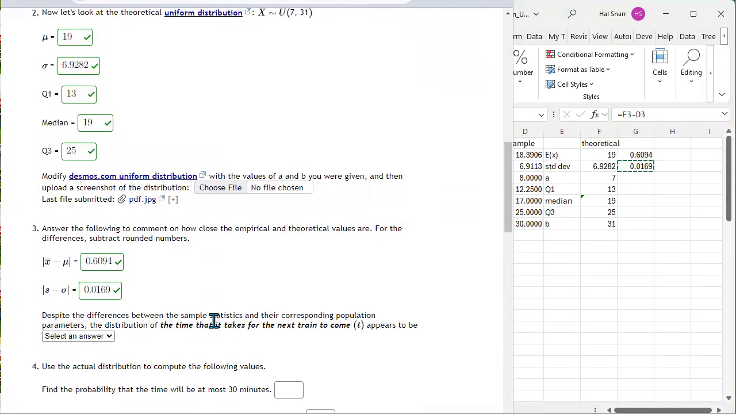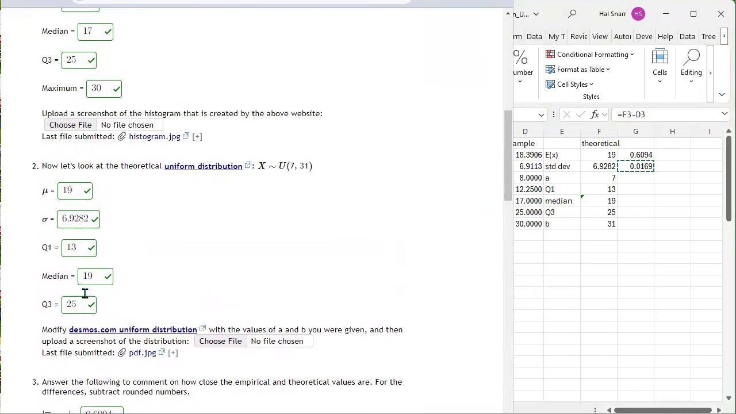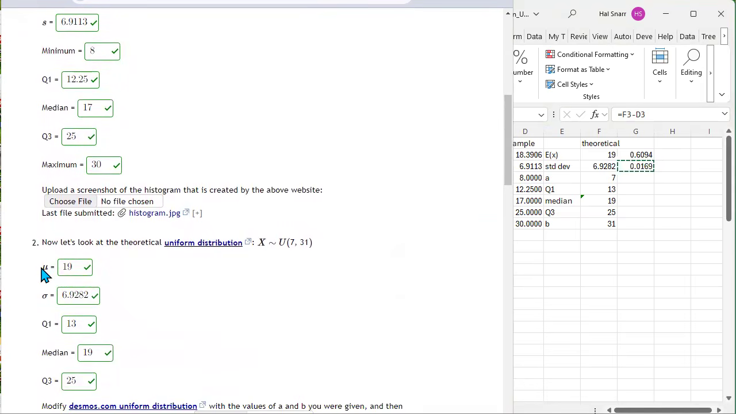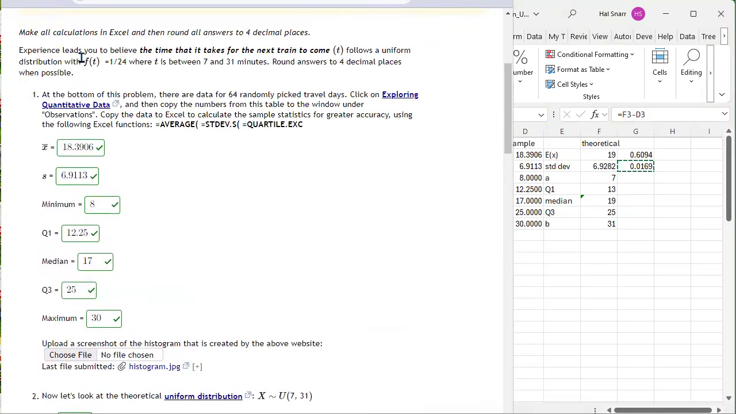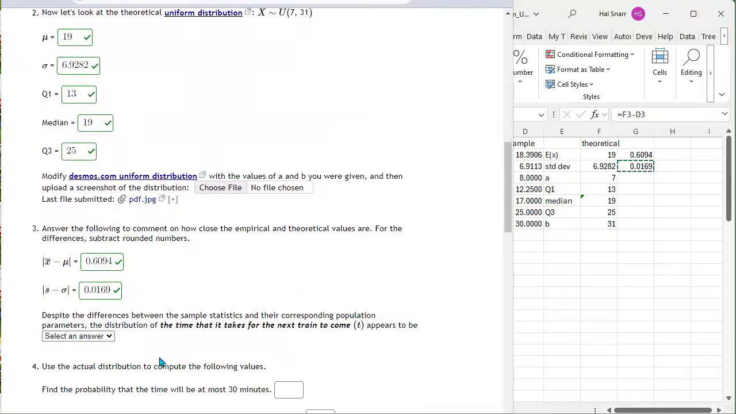Despite the difference between the sample statistics and their corresponding population parameters, these are population parameters that we cannot know unless we're a god. We have Greek letters, and only Greek gods know these values. Mere mortals can calculate the sample statistics. Despite the differences between the sample statistics and their corresponding population parameters, the distribution of the time that it takes for the next train to come appears to be uniform.